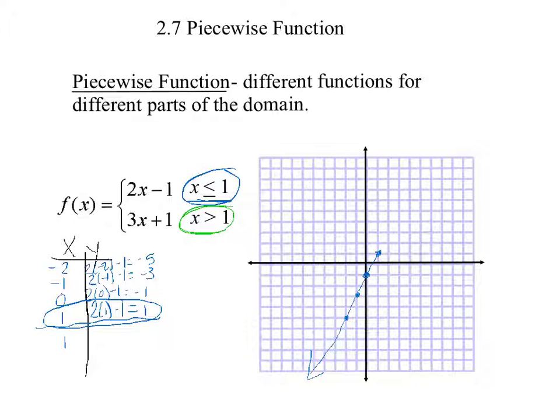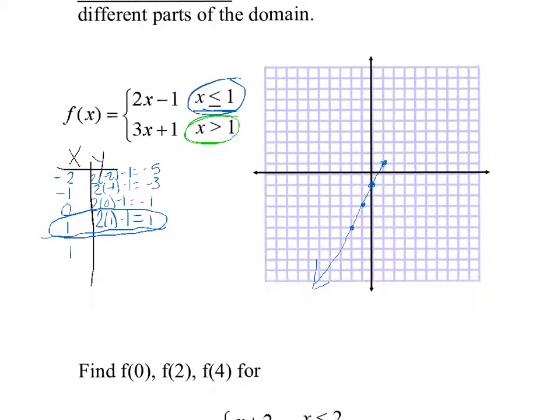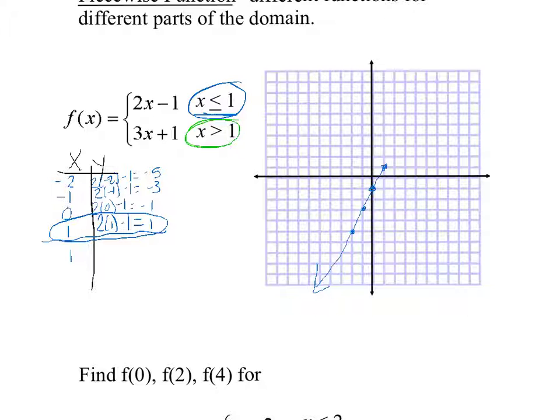So now you'll notice on my table I actually put another 1 on there, and that one is going to be for when we have an x value bigger than 1. So I'm going to pick numbers that are bigger than 1, and we're going to plug those into the bottom equation. So I plug in 3 times 1 plus 1, that gives me 4.